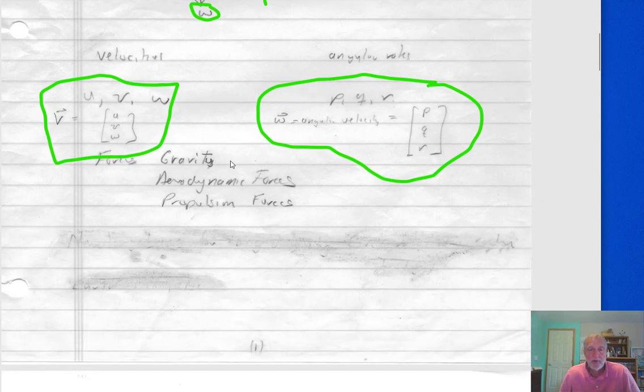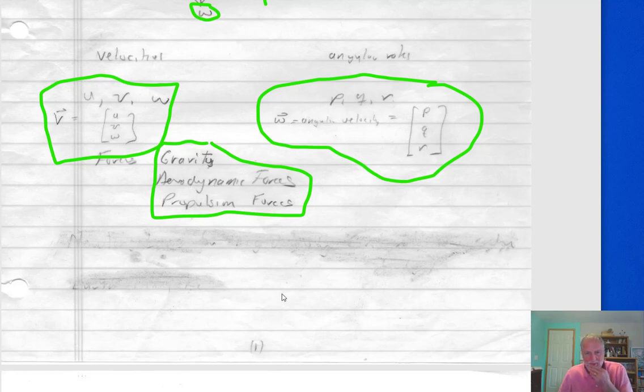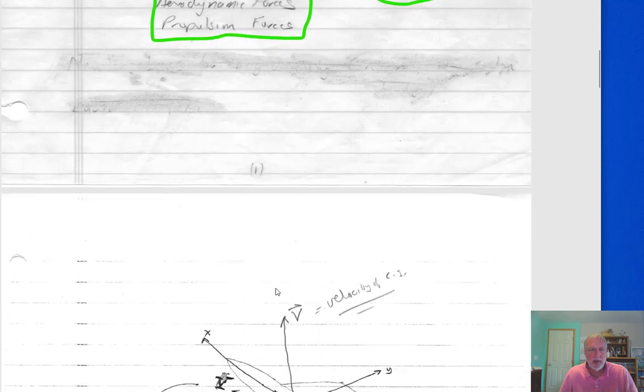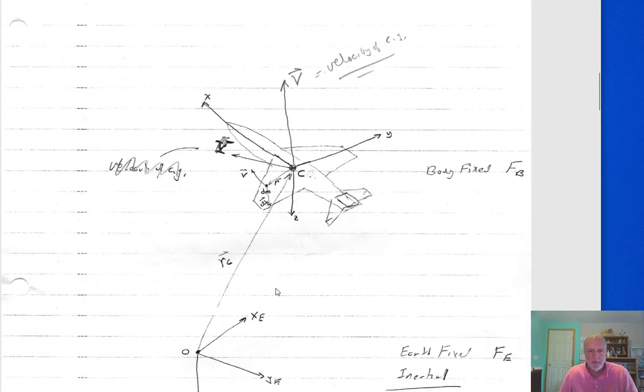And then, of course, we have forces. We're going to be applying Newton's law, so the sum of the forces equals mass times acceleration, etc. So we could have gravity, aerodynamic forces, and propulsion forces. Alright, so let's move into how we get the equations of motion.